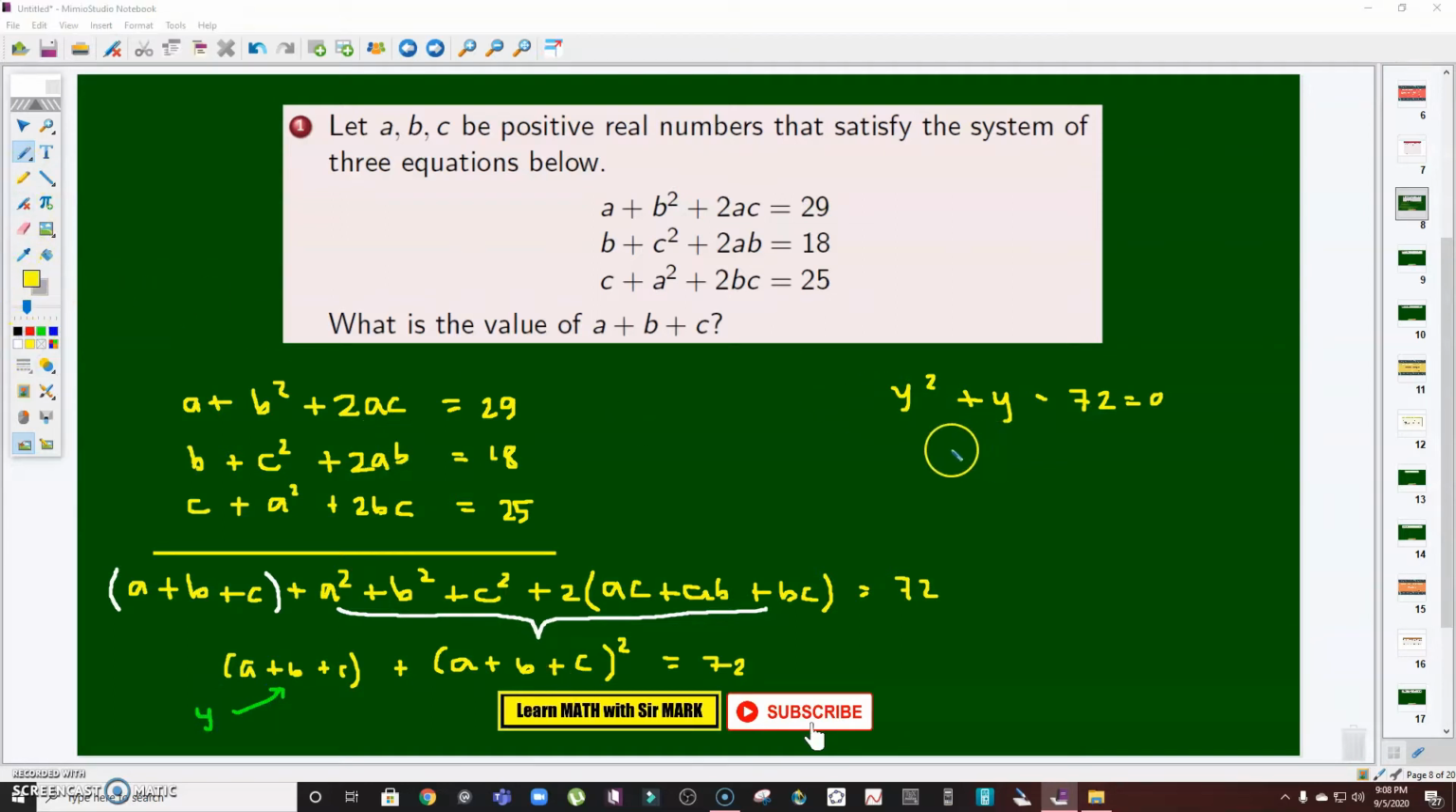From here, of course, the factors are y plus 9 times y minus 8. Therefore, there are 2 values of y, negative 9 and 8. In this case, we're going to ignore negative 9 since the sum will be positive. So the final answer here, the sum of A, B, and C, is just equal to 8.